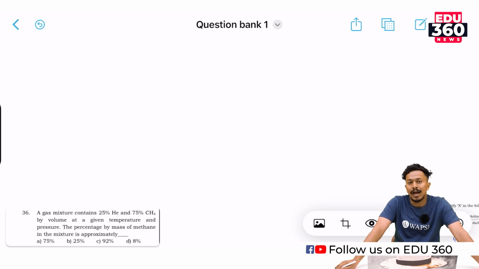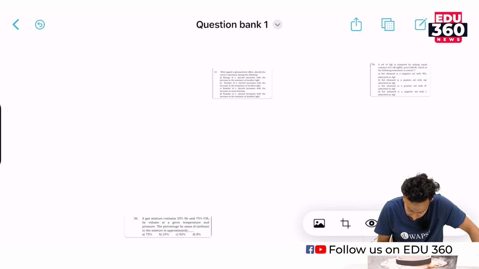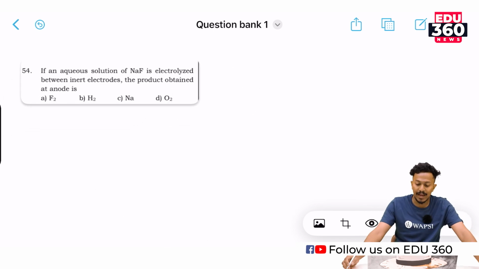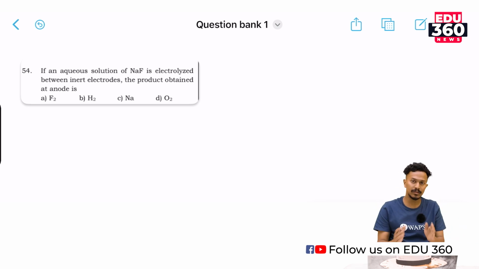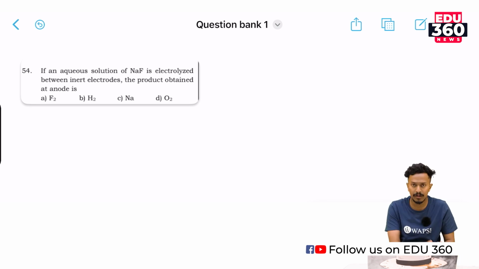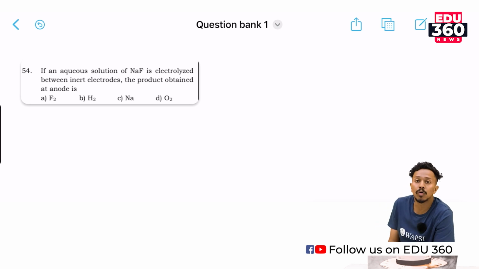We are going to discuss another set of questions. Okay, we'll move on to our first question right down here. If an aqueous solution of NaF is electrolyzed between inert electrodes, the product obtained at the anode is... Okay, so this is a completely electrochemistry-related question. Here we are writing about the electrochemical reaction in sodium fluoride.